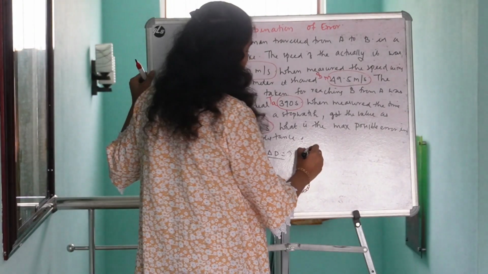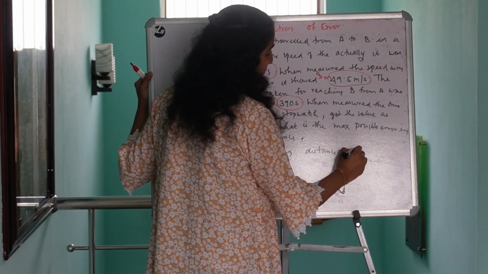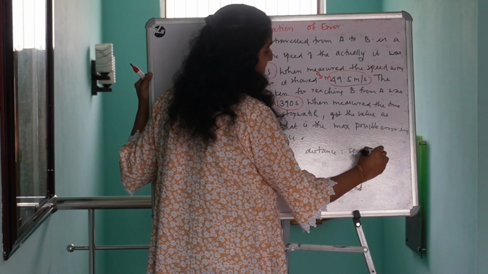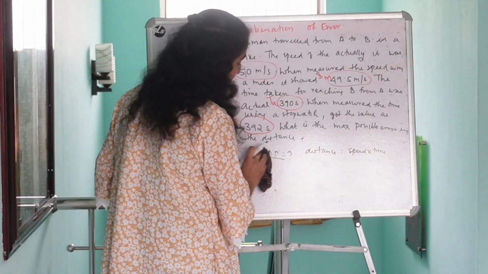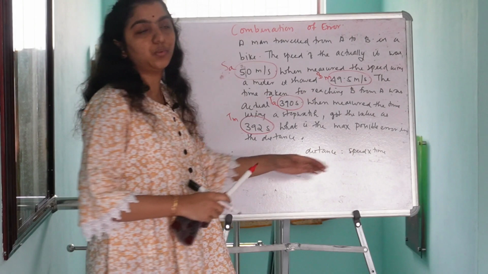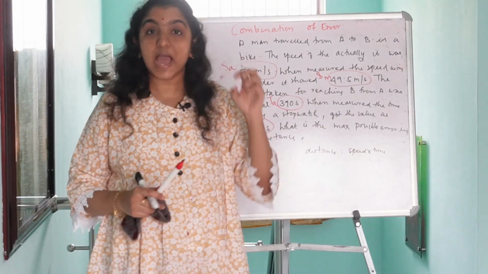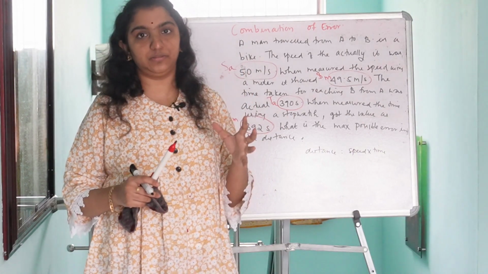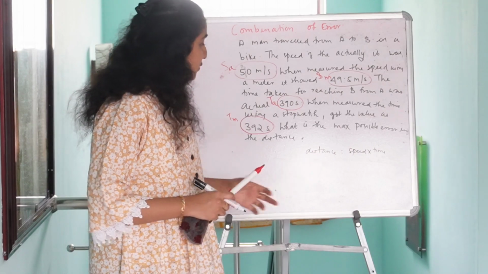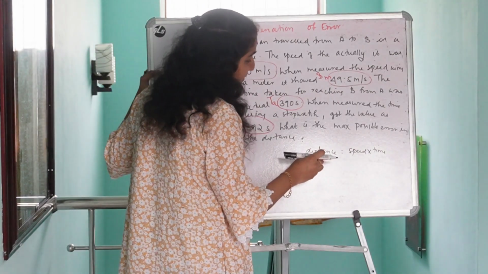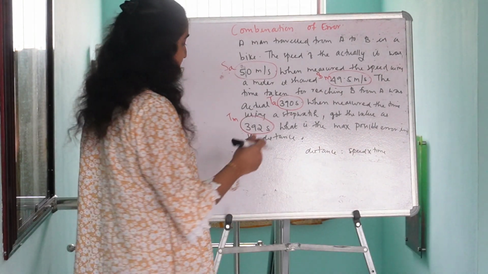Now let's see how to solve this problem. We know distance is equal to speed into time. So here we are multiplying two physical quantities having some error in their measurements. So we have to find the maximum possible error in the distance. So how do we find it?